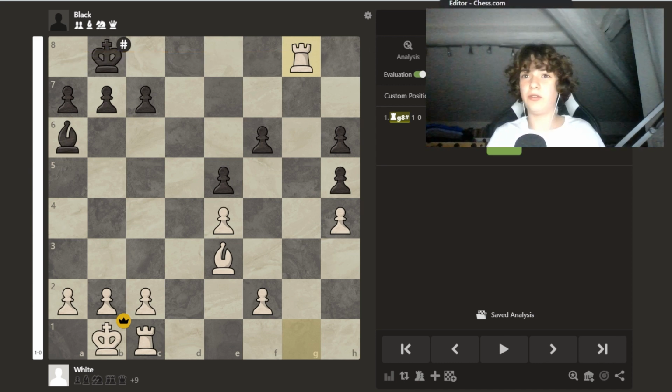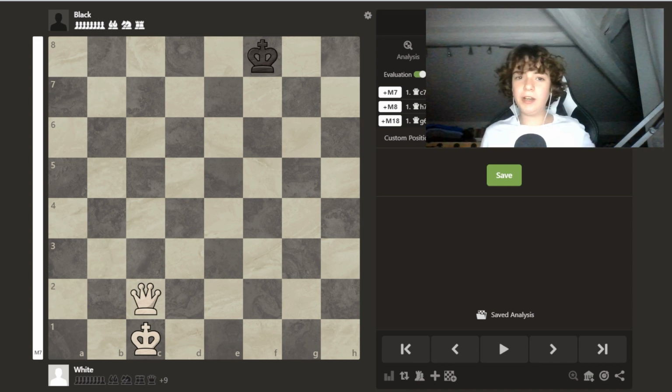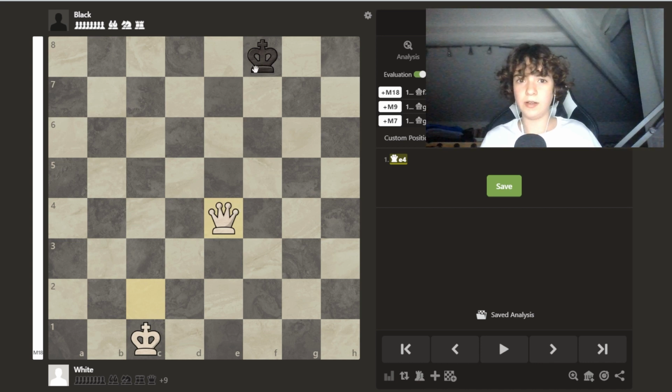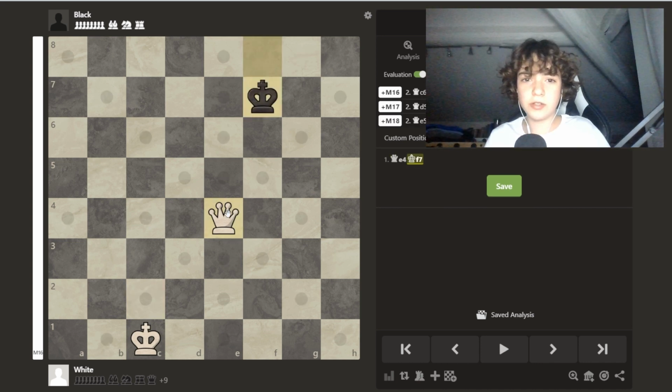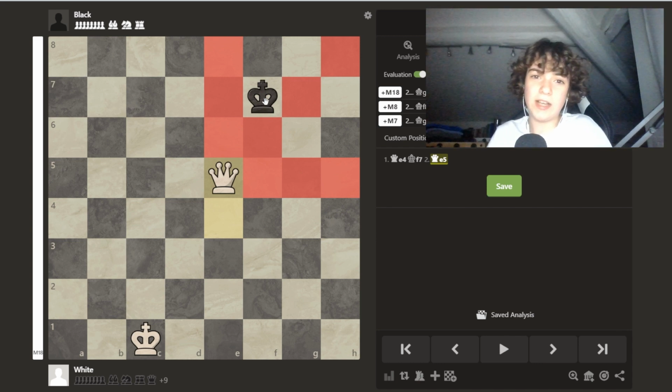Now let's go on to a little more advanced concept, and that's mating with a king and a queen. So when mating with a king and a queen, all you have to do is pretty much first come close to the king. Here, for example, you can do this. And then once you're like 2 squares away from the king, as you're occupying all of these squares, the king only has very few options to go to.